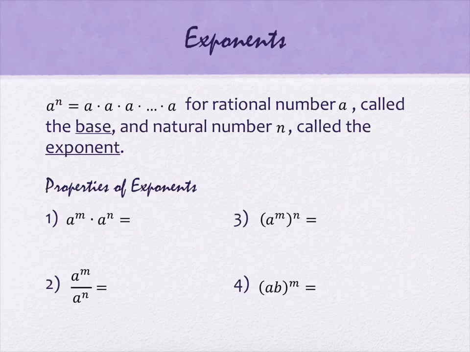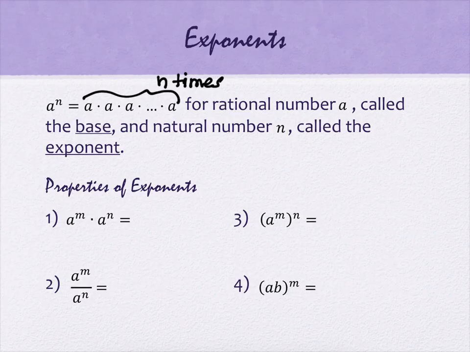All right, we're going to take a look at some stuff with exponents. Exponents is repeated multiplication, and we're in the multiplication section. So if we have a to the n, this means a times a times a times a, all these, n times. So for a rational number a, a is called the base, and n is called the exponent. I'm going to show you the first 4 here.